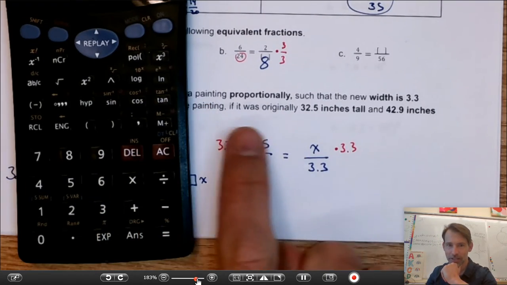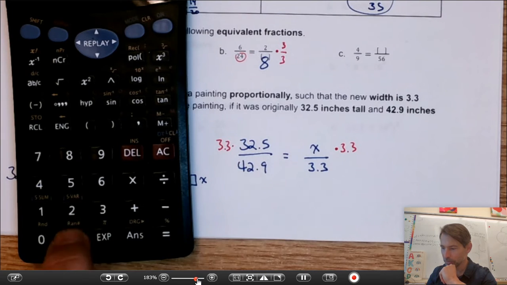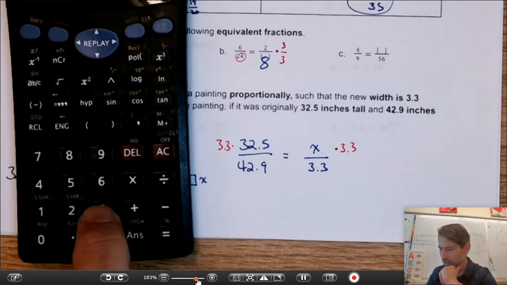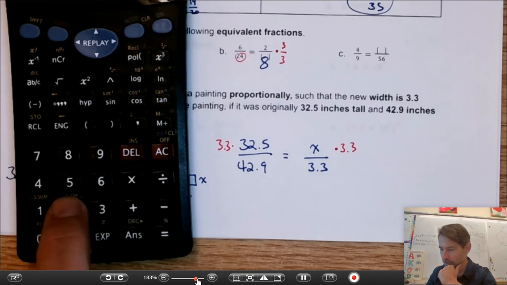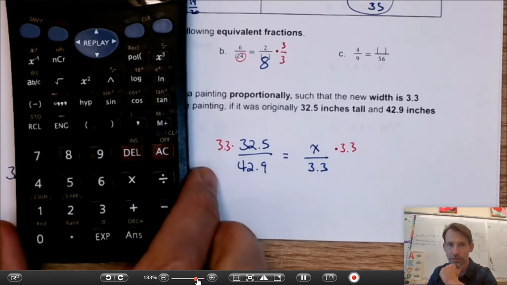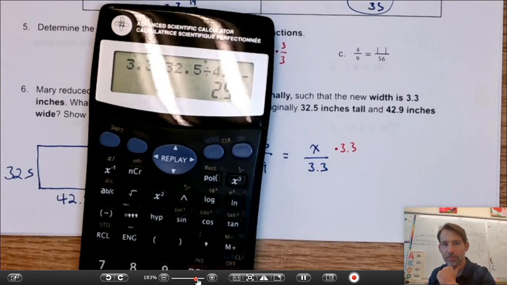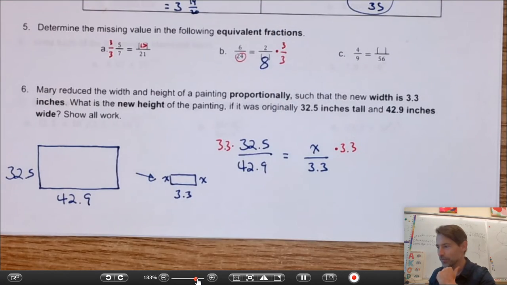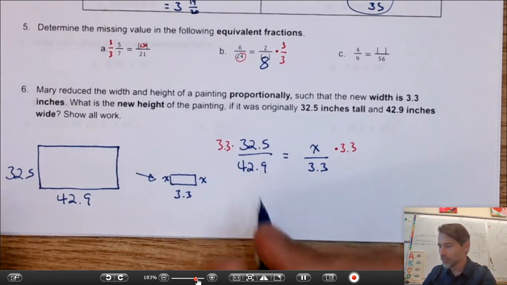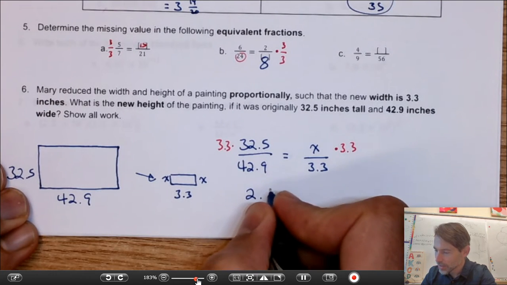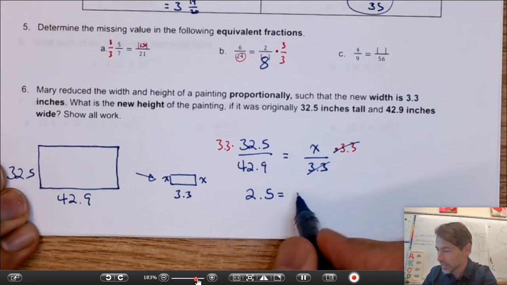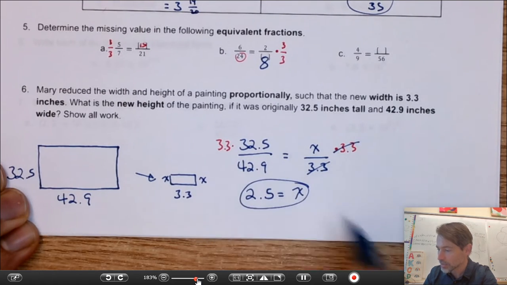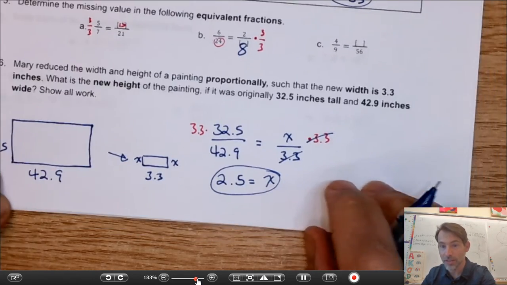And what we got here is what we want to do. So we want 3.3 multiplied by 32.5 divided by 42.9 equals 2.5. Okay, there's a nice answer for us. So 2.5 equals what we had on the other side of the equation. But this had already canceled that, so on the other side of the equation was x. So now all that's left is to write a sentence.